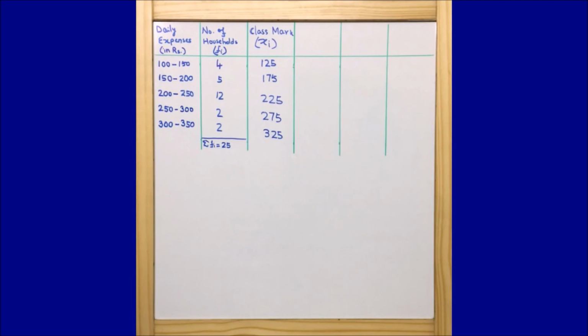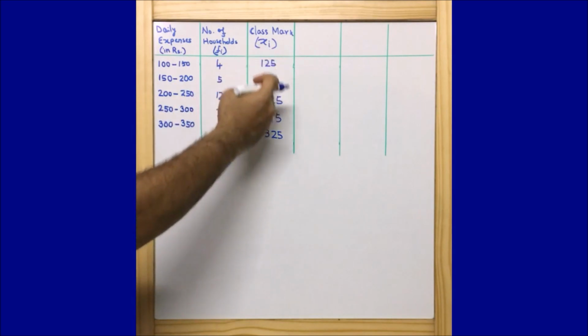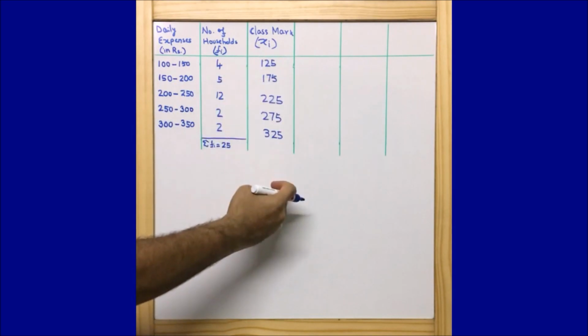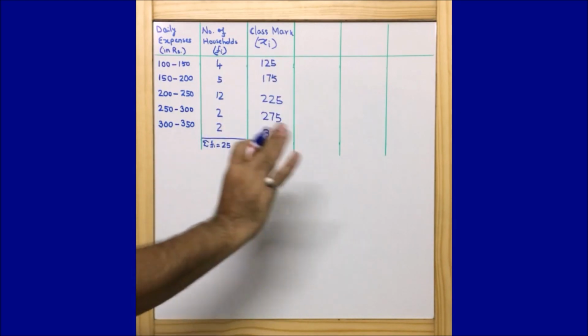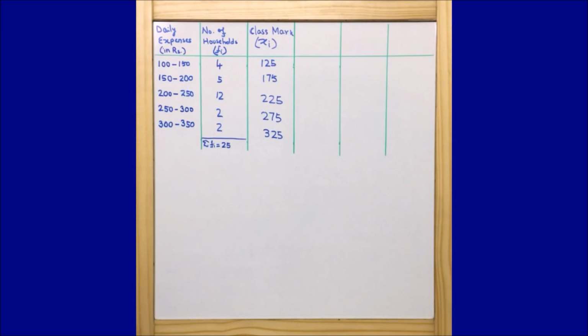So let us follow the step deviation method here, because the step deviation method will reduce these numbers to very small numbers, so that it will reduce the numbers within 1 to 9 or 10, but not more than that. So let us use step deviation method here.